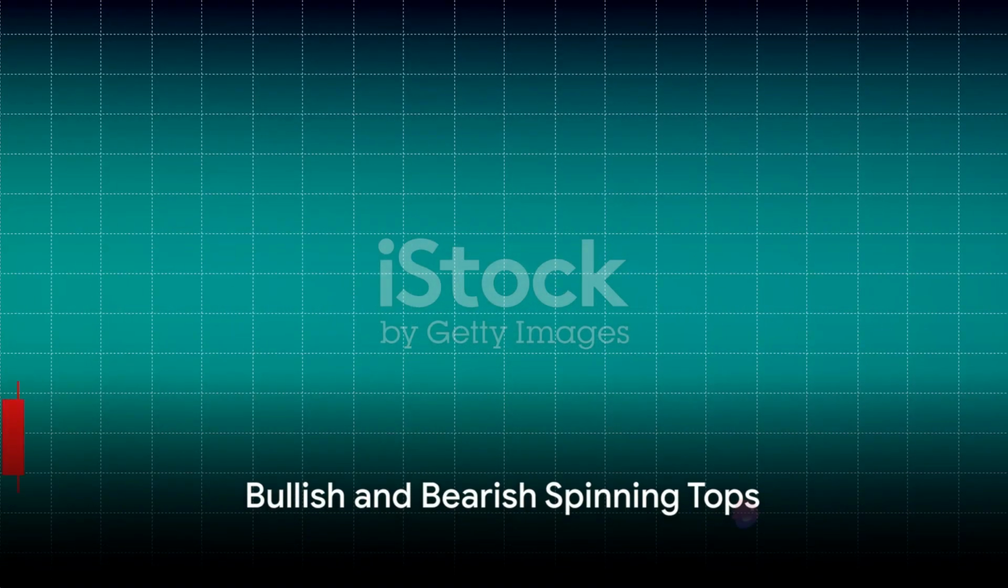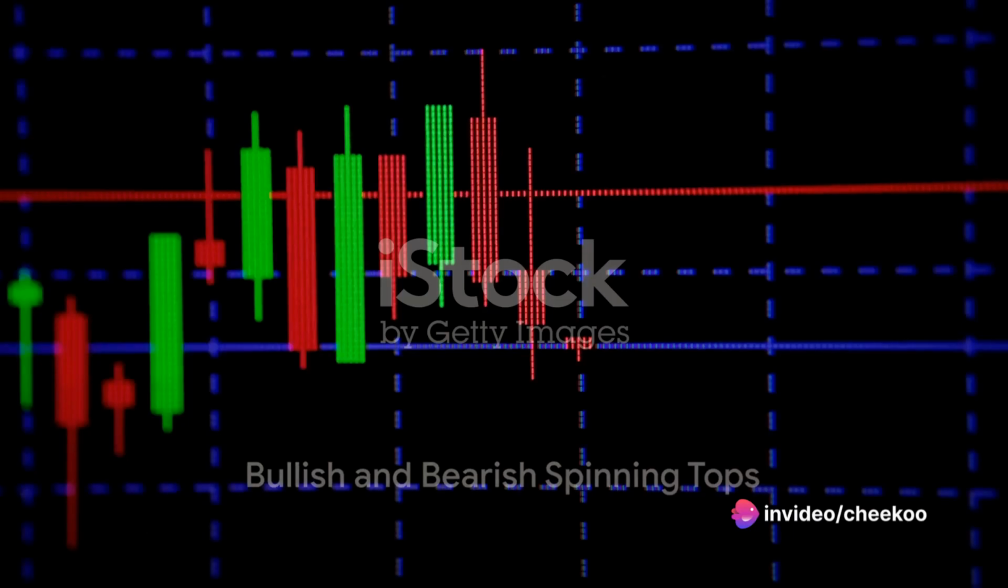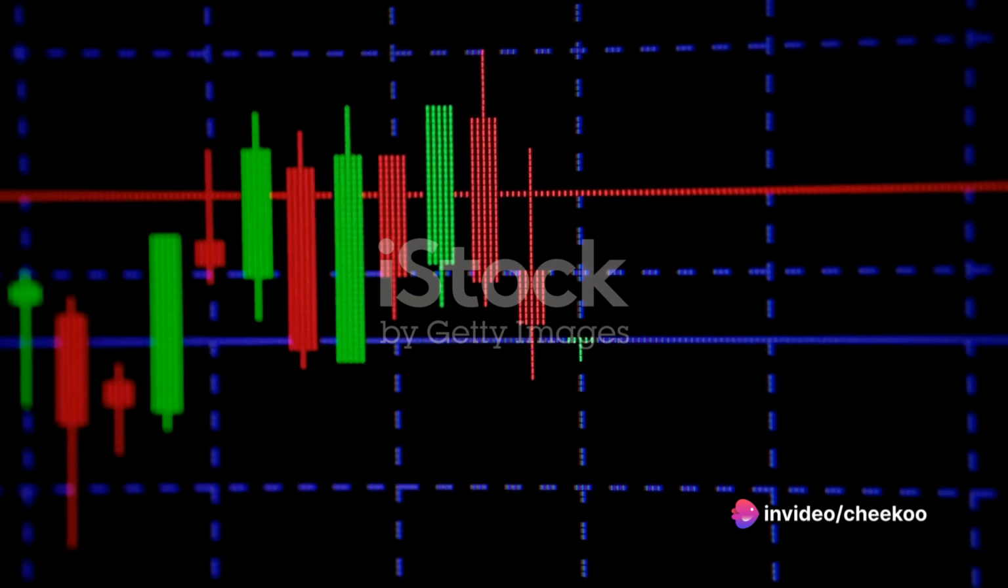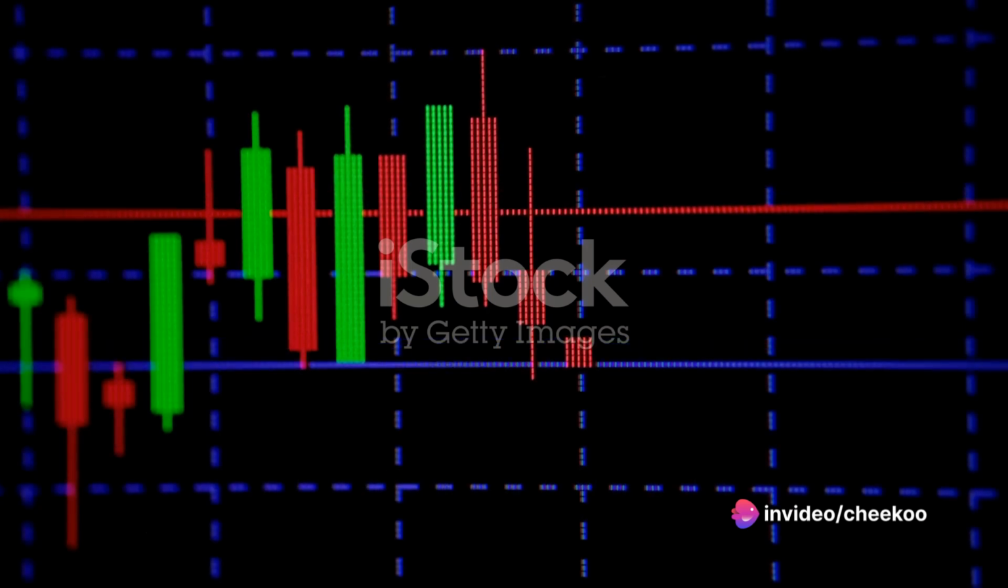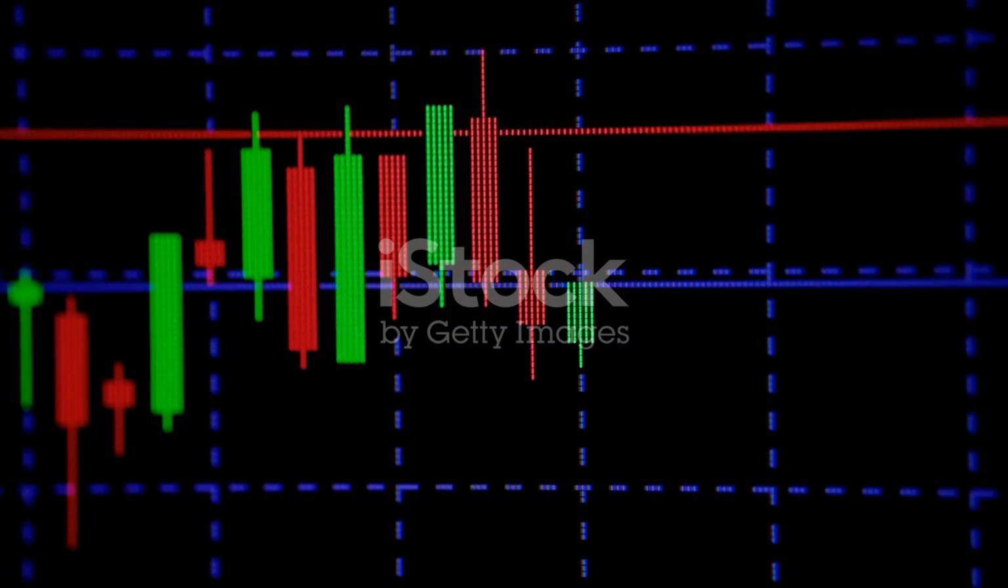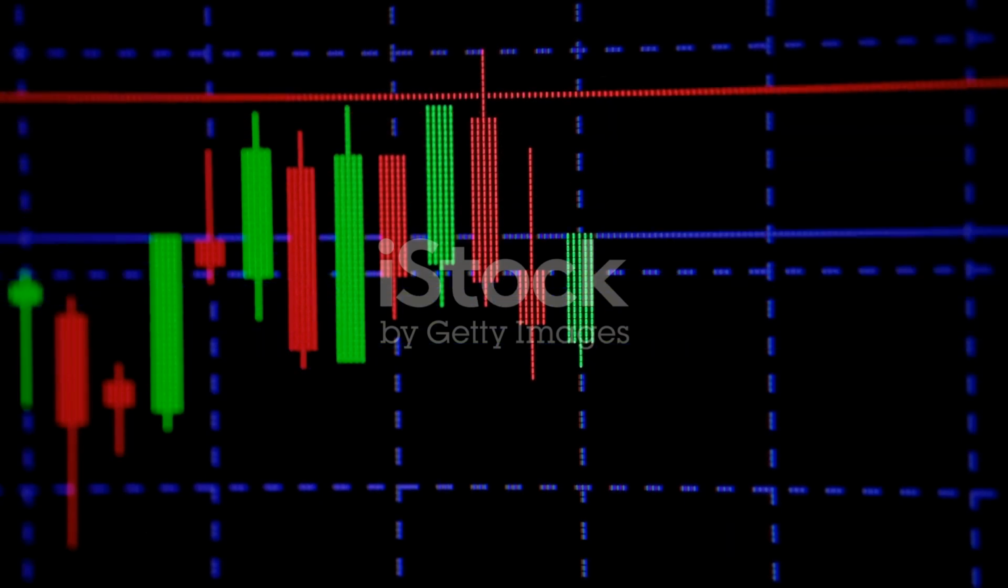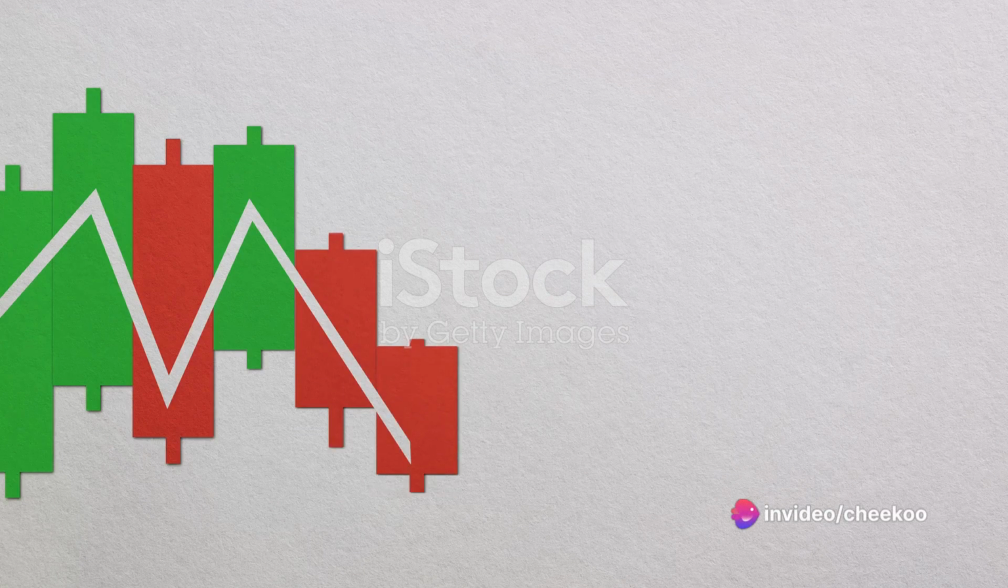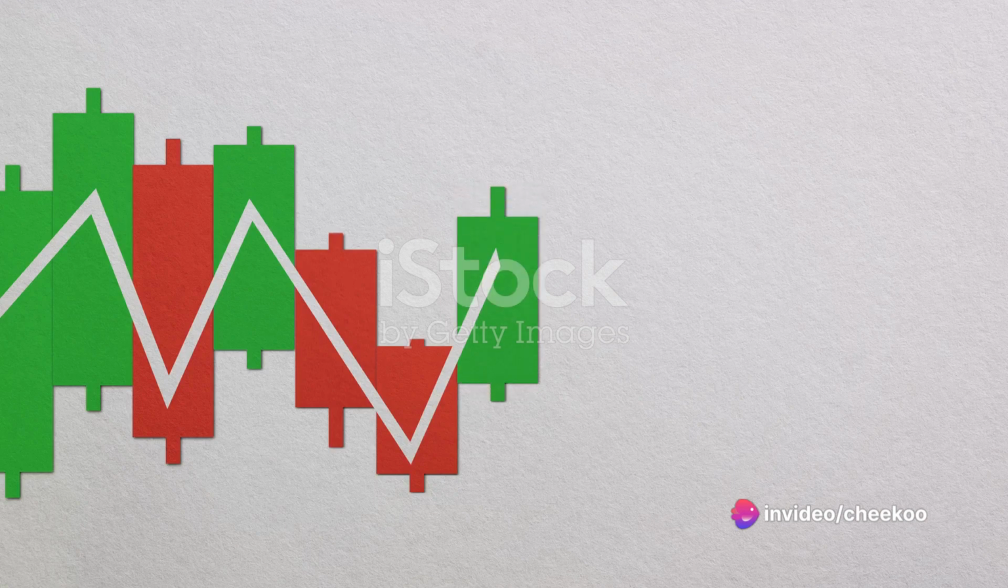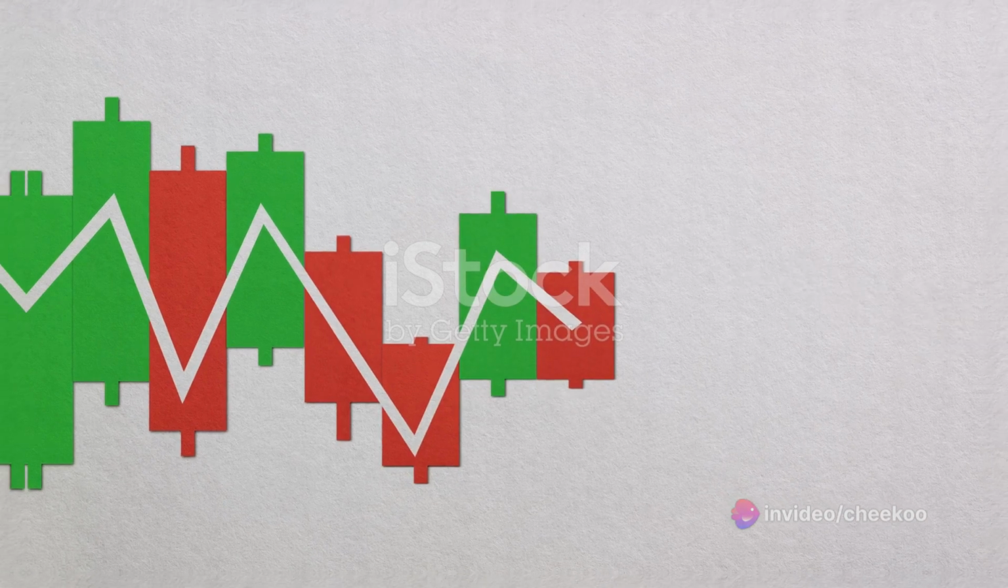Moving on, we have bullish and bearish spinning tops. A bullish spinning top has a small body near the top of the trading range, suggesting that bulls were able to push the price up, but not significantly. Conversely, a bearish spinning top has a small body near the bottom of the trading range, indicating that bears were able to push the price down, but not by much.